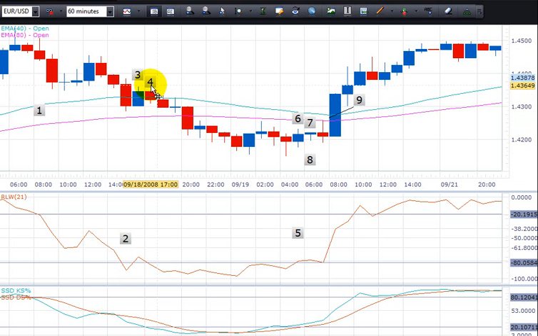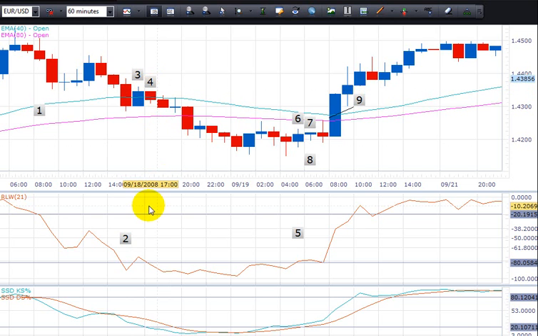Now as we can see, step 4, the order wasn't triggered. The red candle never got as far as our entry point. So what do we do? That's the question. We now have 2 choices. We can either move the order onto this candle, or we can remove the order altogether.